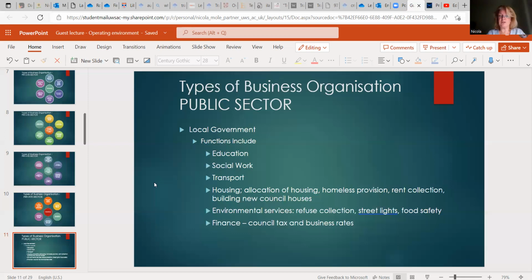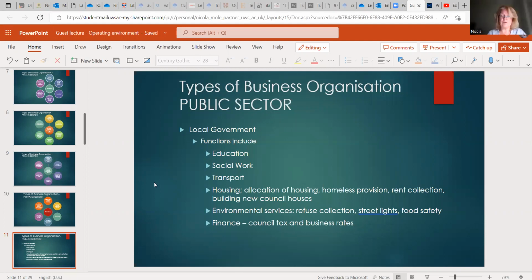Can be environmental services provided by the local government, so that's your refuse or your rubbish collection, street lights, and food safety. All the local businesses, they will go and check that they are complying to health and safety standards so that no one gets food poisoning from going to the different cafes and restaurants. The finance comes from council tax and business rates. So if you live in the area, you pay money to the council in the form of a tax, or if you're a business, you would also pay rates for the business. You would pay money to be a business owner in one of those areas.